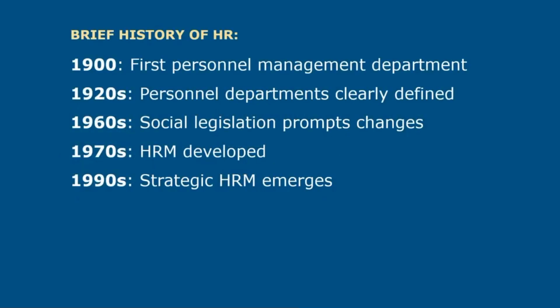It's believed that the first personnel management department began at the National Cash Register Company in the early 1900s. Personnel departments, which emerged and were clearly defined in the 1920s, at least in the United States, were largely concerned with technical functions. What began as a primarily clerical operation in large companies, concerned with payroll and employee records, began to face changes with the social legislation of the 1960s.